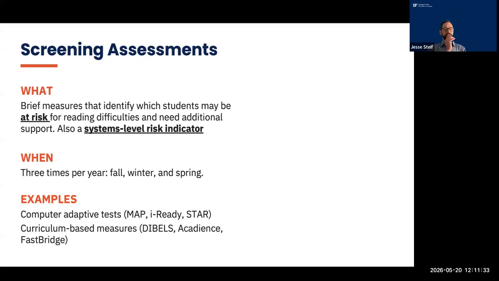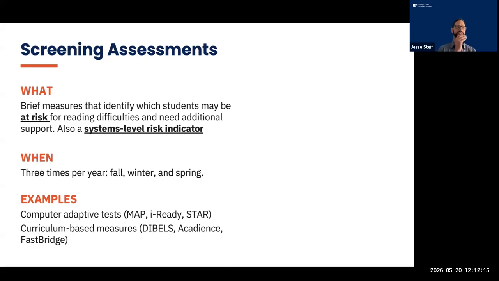Again, as I mentioned, screening assessments should be brief, and they should sort students into who is at risk for reading difficulties and needs additional support to lower that risk. And it's also a systems level risk indicator, meaning is there something about the tier one instruction that is causing more students than need be to fall below benchmark.